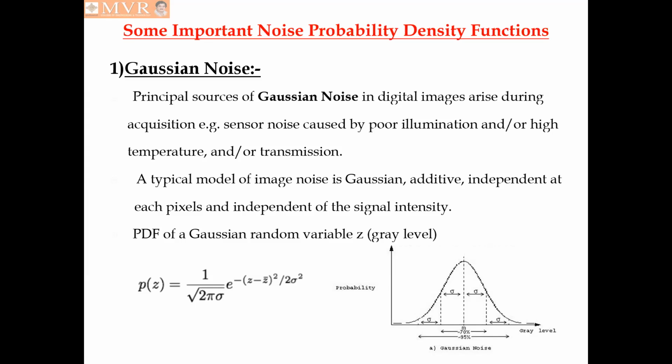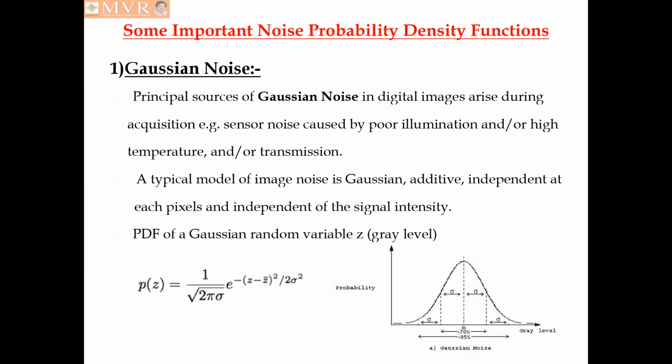The principal source of Gaussian noise in digital images arises during the process of acquisition. For example, sensor noise caused by poor illumination and or high temperature, and or transmission, causes Gaussian noise.